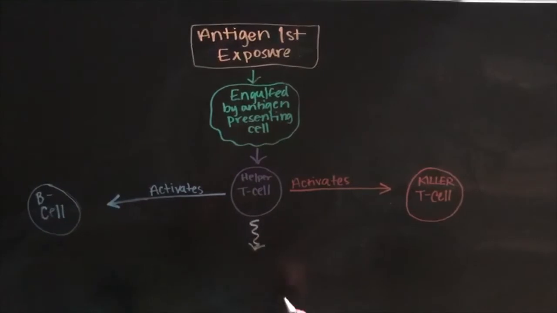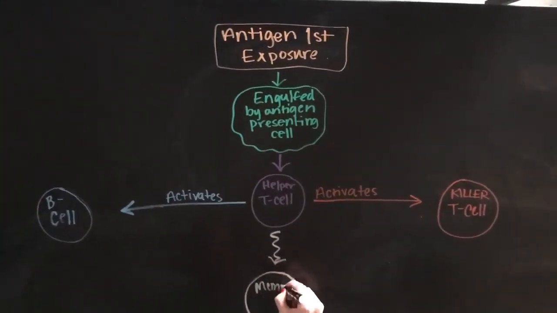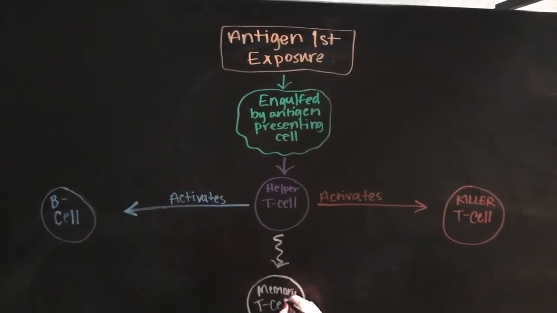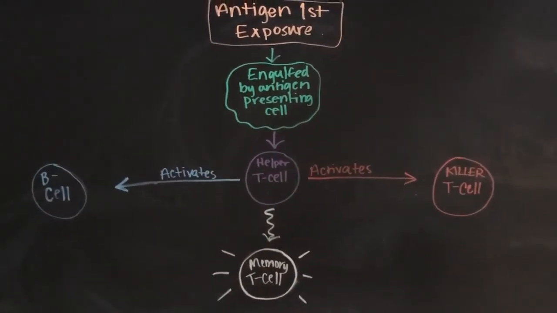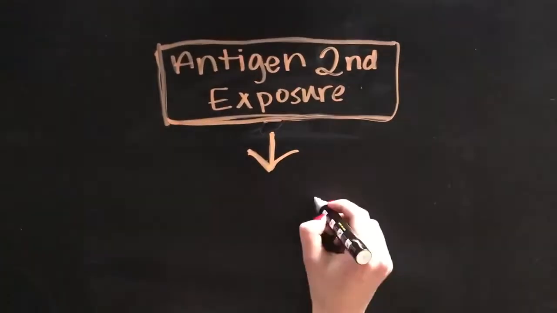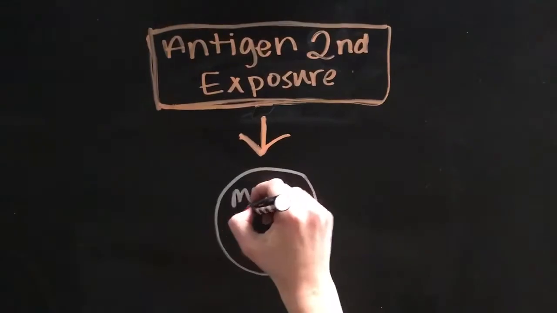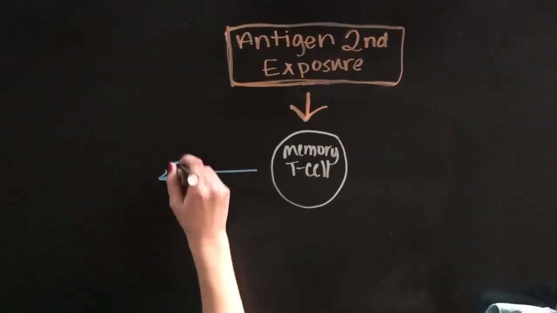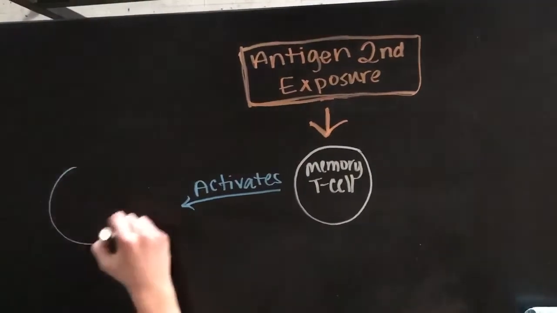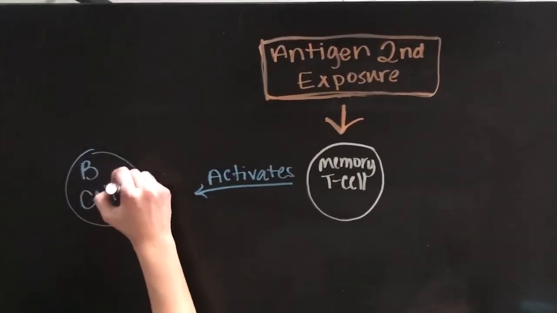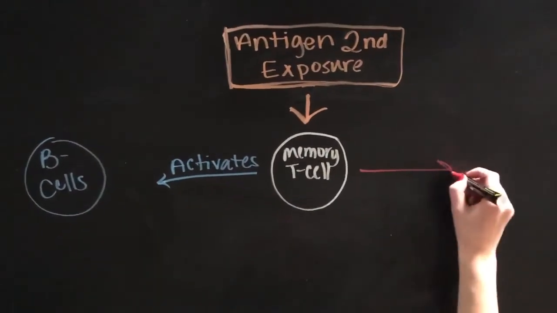But after being exposed one time to this antigen, that helper T cell becomes a memory T cell. So next time it is exposed, it will recognize the shape of the antigen, and we'll see what happens then. The antigen is exposed a second time to the body, and the memory T cells kick into action. They've already seen this antigen and they recognize the shape of it, and they activate the B cells a lot quicker than they would if they hadn't already been exposed.